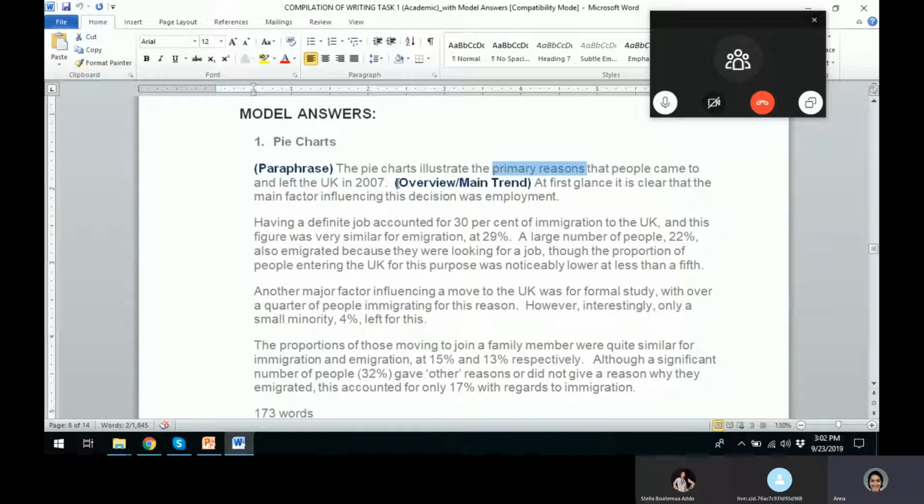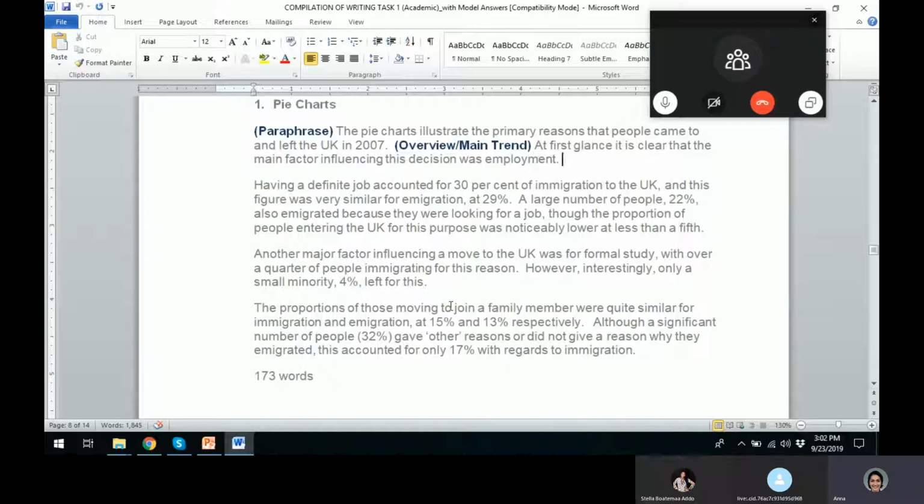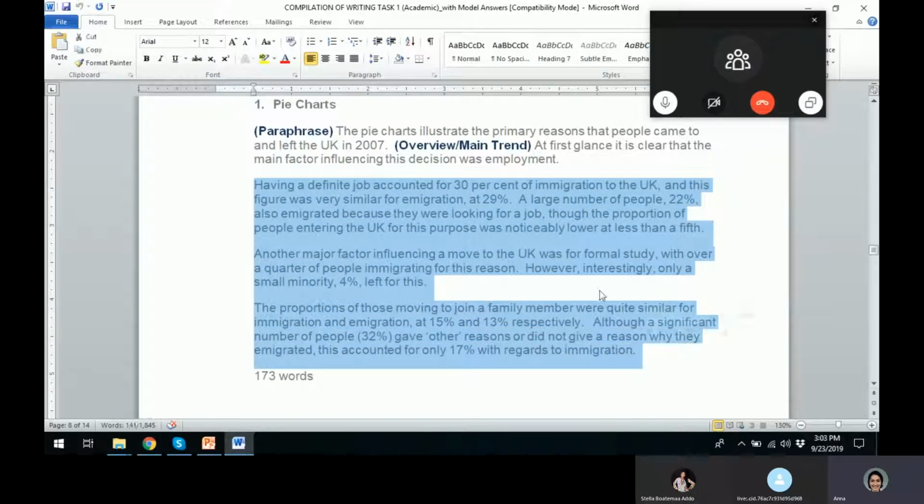Now for the overview, it says here you have to write the main trend. So if they're similar in main trends, then you can probably write one sentence. But if you think that you need to express them in two separate sentences, please do so. So one sentence for the first pie chart, another second sentence for the main trend of the second pie chart. So our example says, at first glance, it is clear that the main factor influencing this decision was employment. Okay, question so far? All right. Let's go to the body. So in the body, we discuss the details.